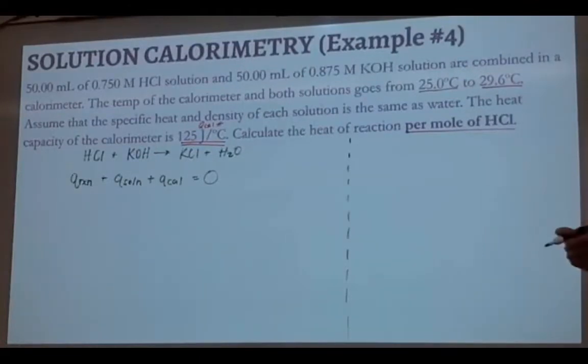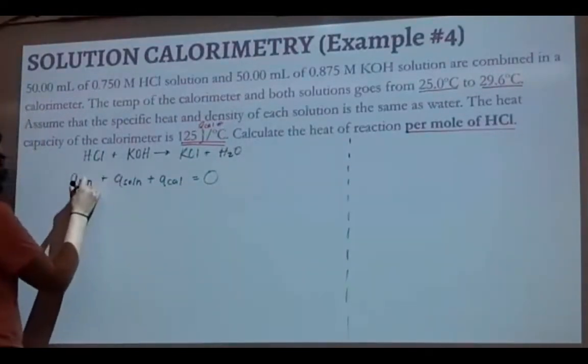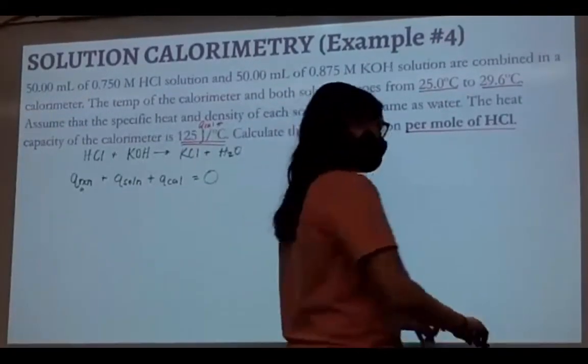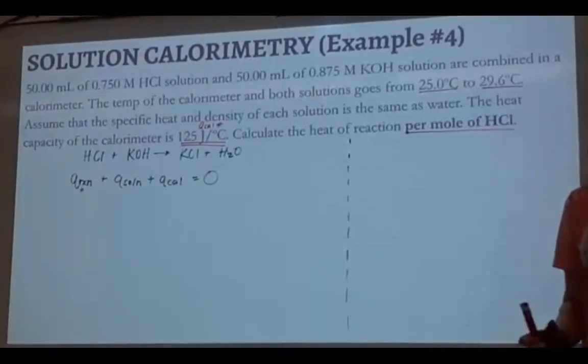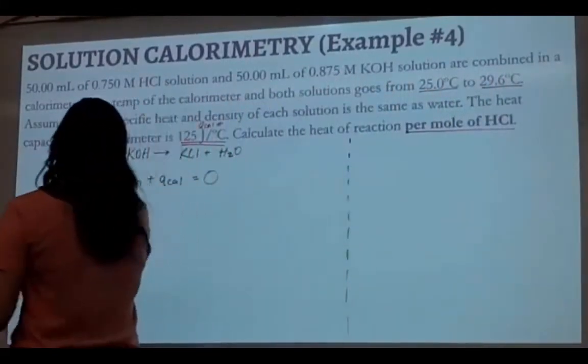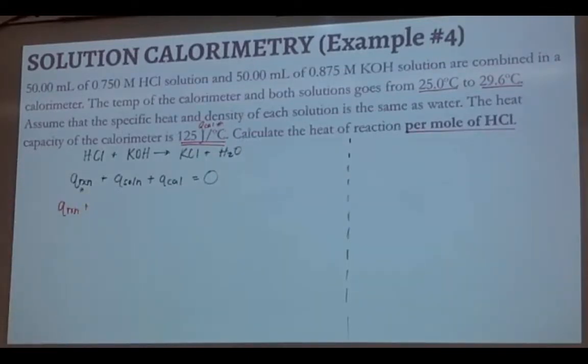Now, the problem says calculate the heat of reaction. I know it says delta H. We'll get there eventually. But if I'm calculating heat of reaction, I'm going to actually solve for Q reaction in this problem. So I'm going to leave Q reaction alone. That's my variable I'm solving for, which means I'll be able to plug something in for every other variable. So if I look down here, Q reaction, I'm leaving it as Q. That's what I'm solving for. So I'm going to plug in variables for Q solution and Q cal.